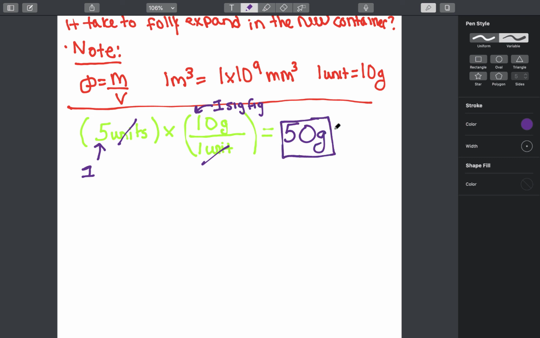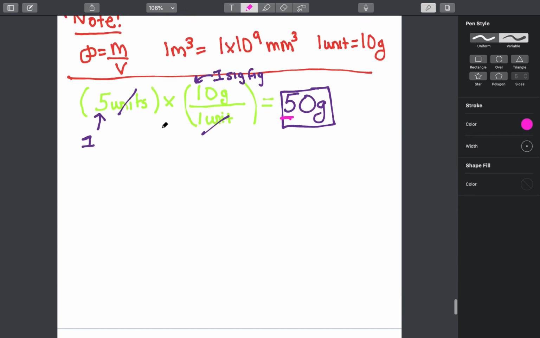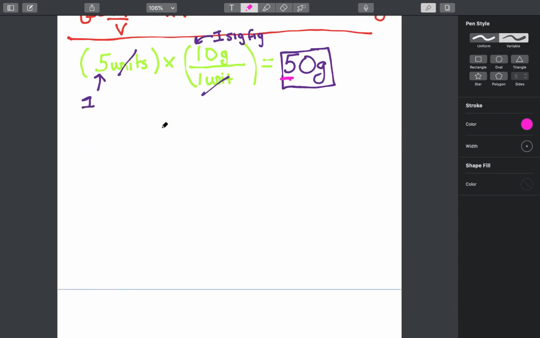And now we'll keep in mind that we only have 1 sig fig here by putting in a little underline. I'm just going to keep this 50 here just to keep us from getting confused. So that little underline means that we only have 1 sig fig. All right, so now what I want to do is calculate the density in this original container.